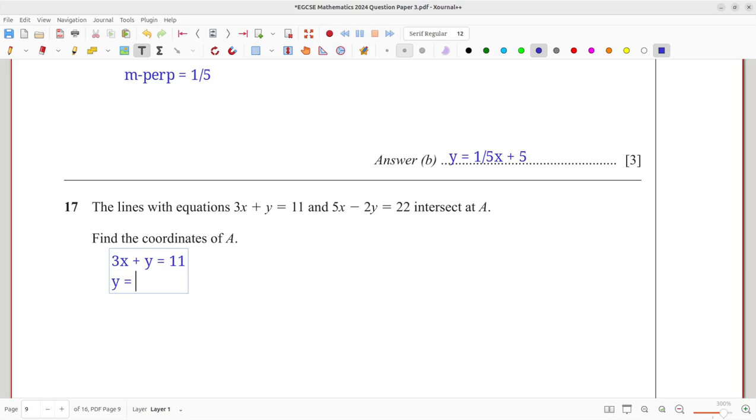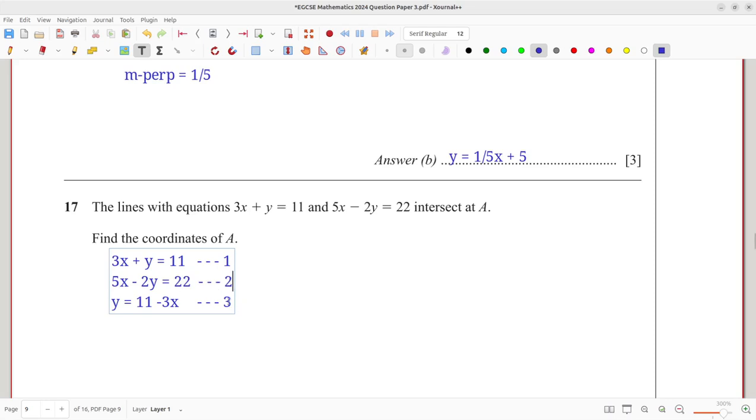Y is equals to 11 minus 3x, and we can call this one our equation 3. Call this one equation 1. Then where is our equation 2? It's this one, 5x minus 2y is equals to 22. Let's call this equation 2.